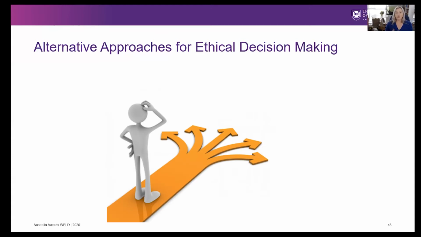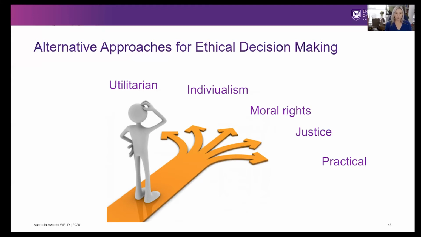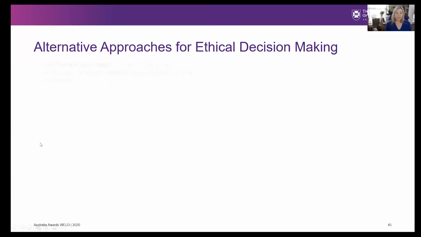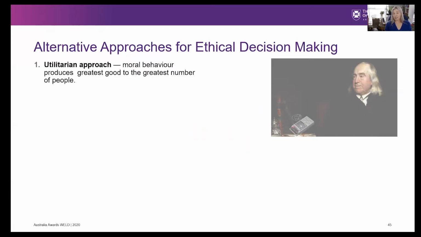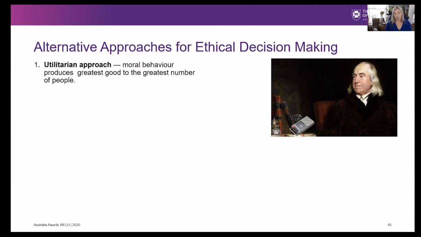Normative ethics uses several approaches to describe values for guiding ethical decision-making. Five approaches that are relevant to managers are the utilitarian approach, the individualism approach, the moral rights approach, the justice approach, and the practical approach. The utilitarian approach, espoused by 19th century philosophers Jeremy Bentham and John Stuart Mill, holds that moral behaviour produces the greatest good for the greatest number.